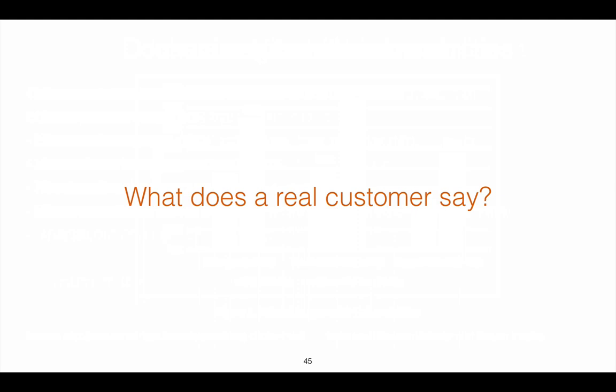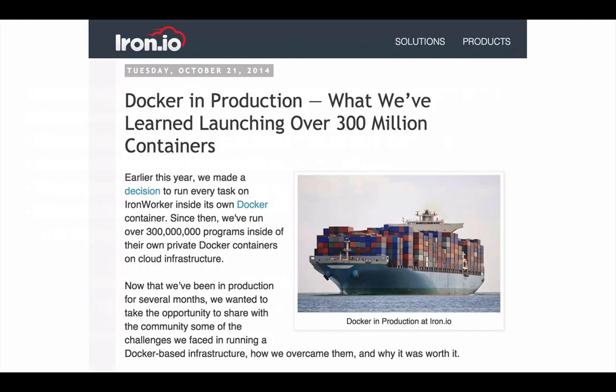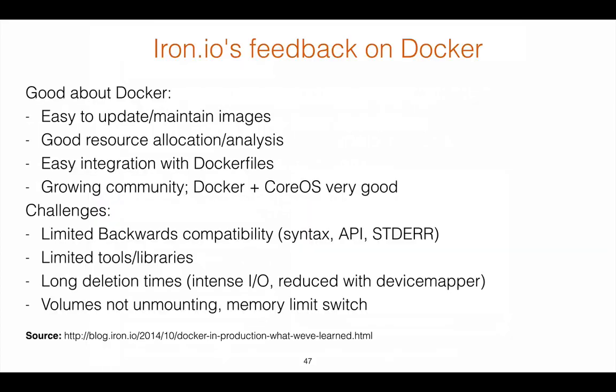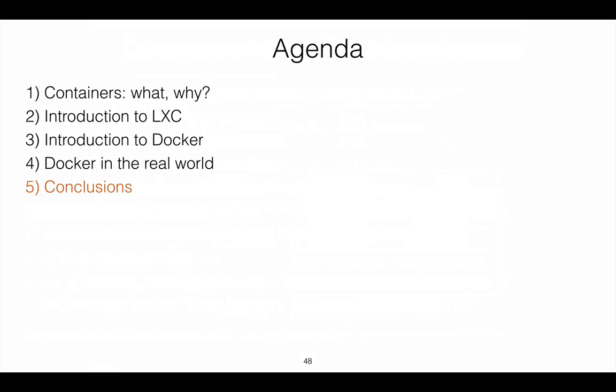So what does a real customer say about Docker? Let's hear from Aaron.io. They published a nice blog post. This is dated a few months back, so some of those concerns have actually been fixed, but still, they've launched a lot of containers. This is what I've learned by doing it. Good about Docker: easy to update and maintain images, good resource allocation, easy integration with Docker files. There's a growing community. Docker and CoreOS together are also very good. This is before CoreOS launched Rocket, so the relationship there might be different. Challenges: very limited backwards compatibility, limited tools, long deletion times, and some buggy issues like volumes not unmounting or memory limit switch, etc. So let's conclude now.